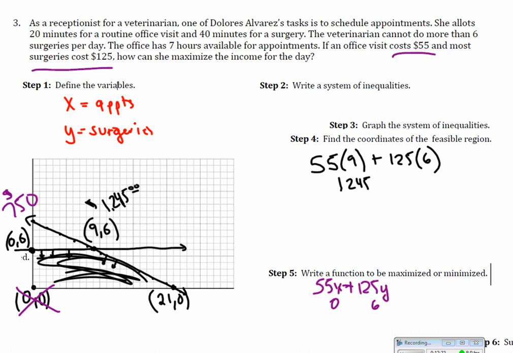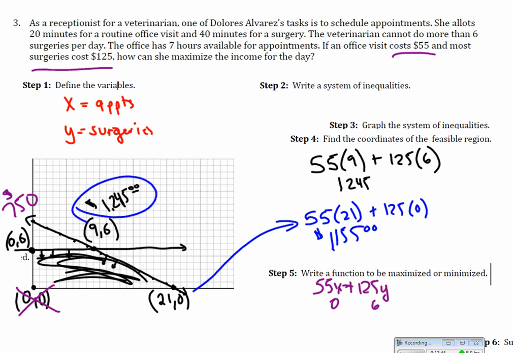Now the last one, if I go 21, 0, that's this point right here. That's 1155. So the best situation for me is to do 9 appointments a day and 6 surgeries a day. That's going to be my maximum.